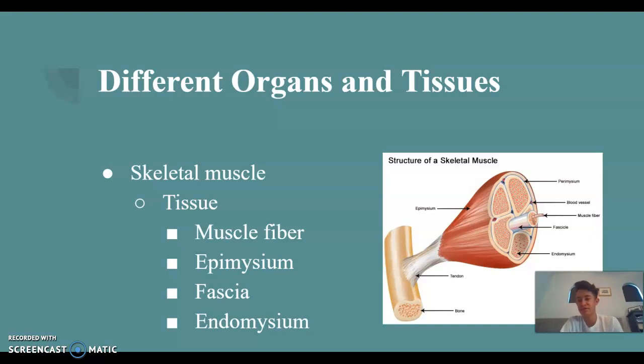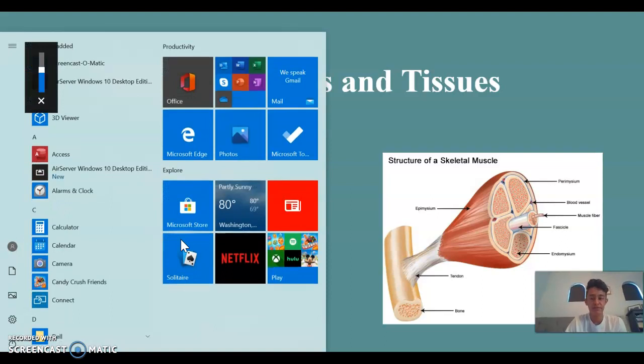Now, for skeletal muscles, first we could talk about the muscle fiber, which is the basic unit, the building block of the skeletal muscle. It contracts on impulse from the nerve, which is sent through the central nervous system. And one muscle can consist of hundreds and even thousands of muscle fibers acting for a specific purpose.